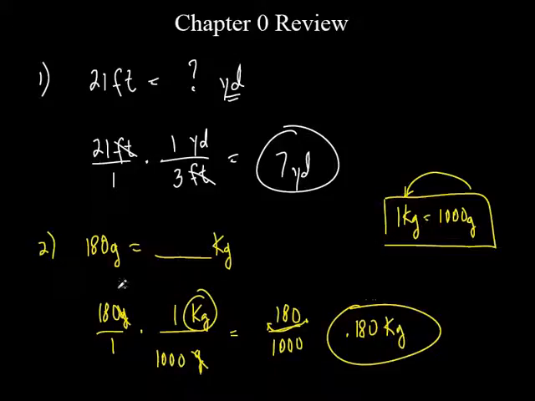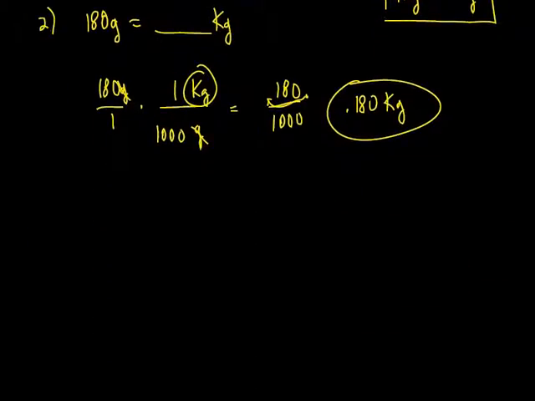Does that make sense? 180 grams is 0.18 kilograms. Yeah, because a kilogram's a lot bigger than a gram. So it takes just a small amount of kilograms to make a whole bunch of grams. Get it? All right, let's keep going. Again, the process is the same for all of these, so hopefully you're seeing that.